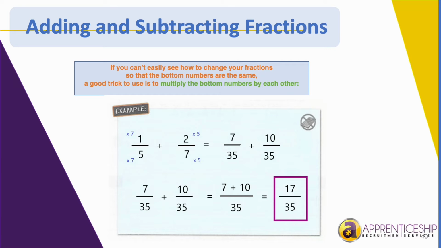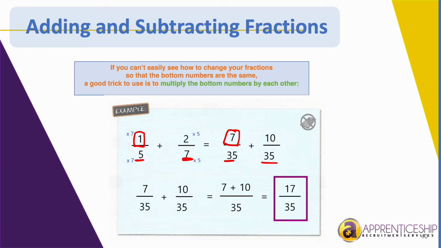So what we need to do, the easiest way to do it, is multiply the bottom two numbers together. So 5 times 7 is 35. So the first fraction, I multiply the bottom number by 7, so I do the same to the top. So 1 times 7 is 7. So 1/5 has been multiplied top and bottom by 7 to get 7 over 35.